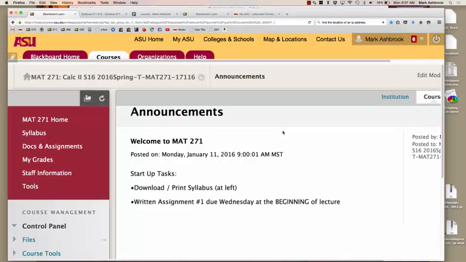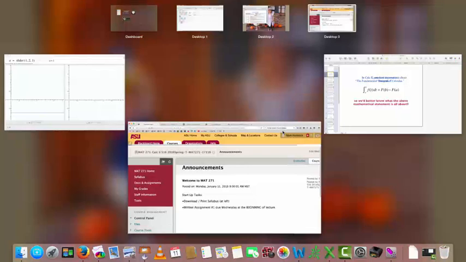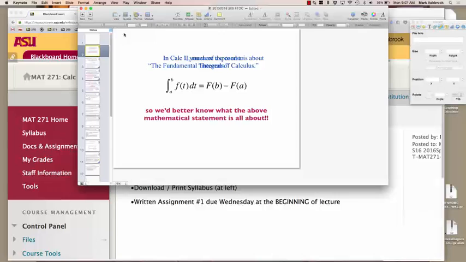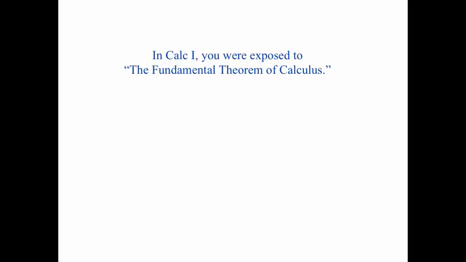Okay, so we are rolling, and so let's talk about some math here. Calculus 2. So if you're here in Calculus 2, that means you had Calculus 1, okay? And in Calculus 1, you were exposed to something called the fundamental theorem of calculus. Is that phrase at least familiar?